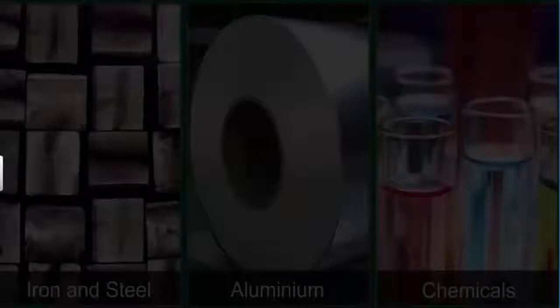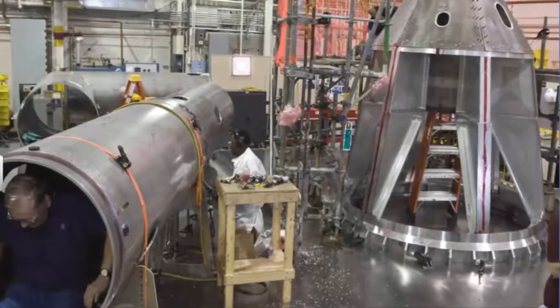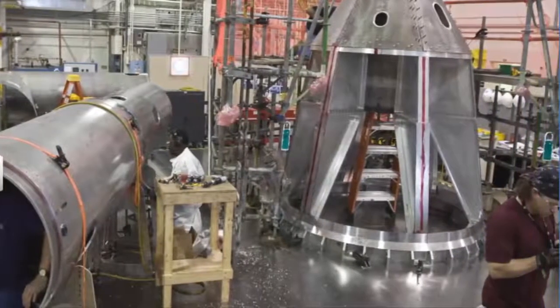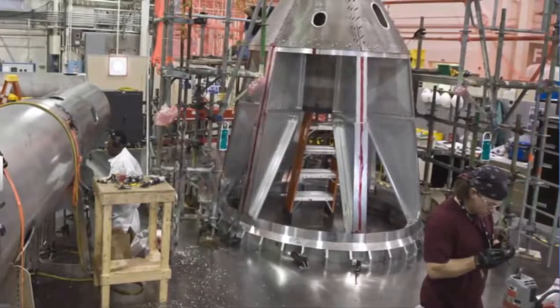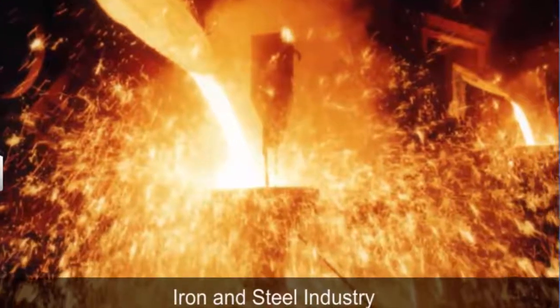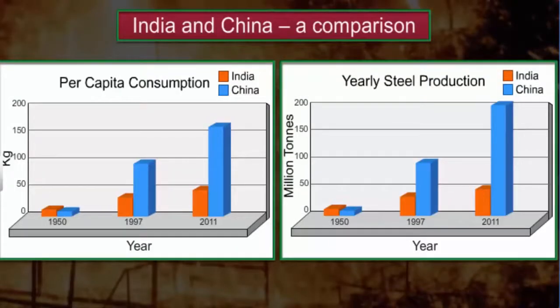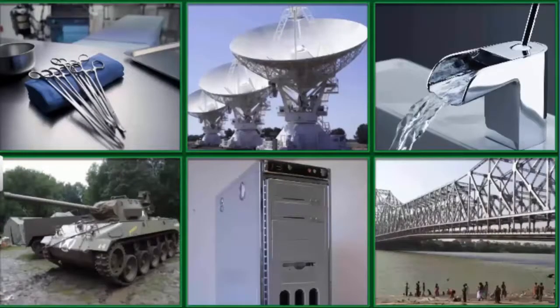All industries need machines, and iron and steel are basic materials used to manufacture machines. Thus, the iron and steel industry is the basic industry on which all other industries depend. In fact, the production and per capita consumption of steel is a measure of a country's economic development. Steel is used as a construction material and in the manufacture of a large number of medical, defense, communication, and consumer goods.